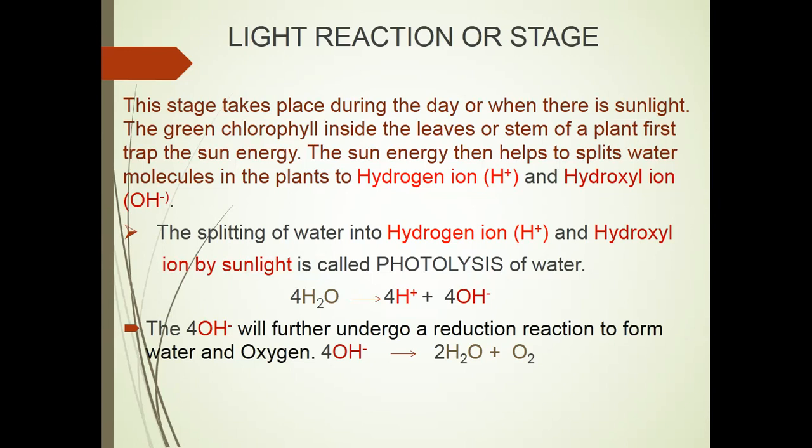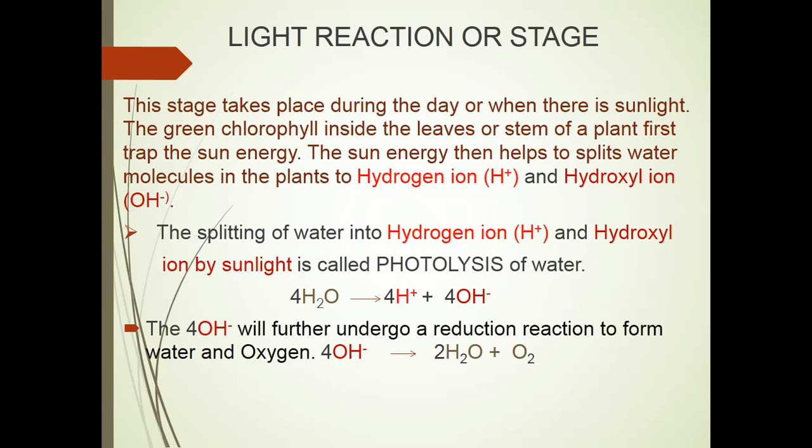The sun energy then helps to split the water molecule in the plant. Don't forget, plants use carbon dioxide and water. So the water will be split by the sun energy into hydrogen ion and hydroxyl ion. Now, the splitting of water into hydrogen ion and hydroxyl ion by sunlight is what we call photolysis of water. So that is an equation showing the photolysis of water. Water is broken down or split into hydroxyl ion and hydrogen ion.